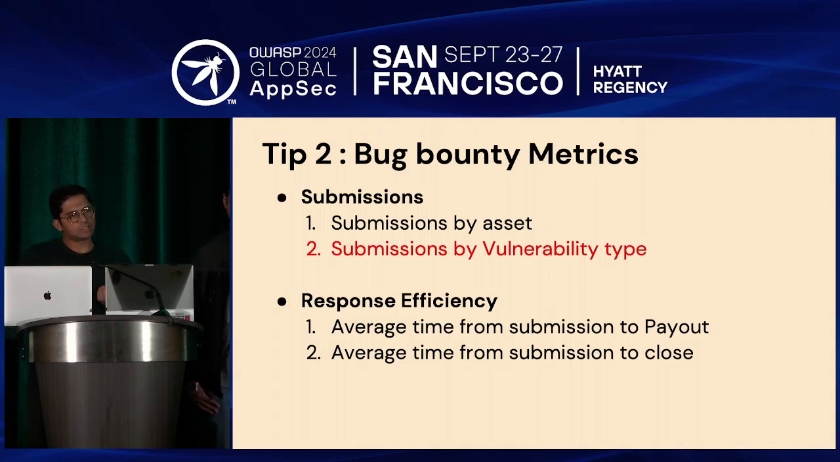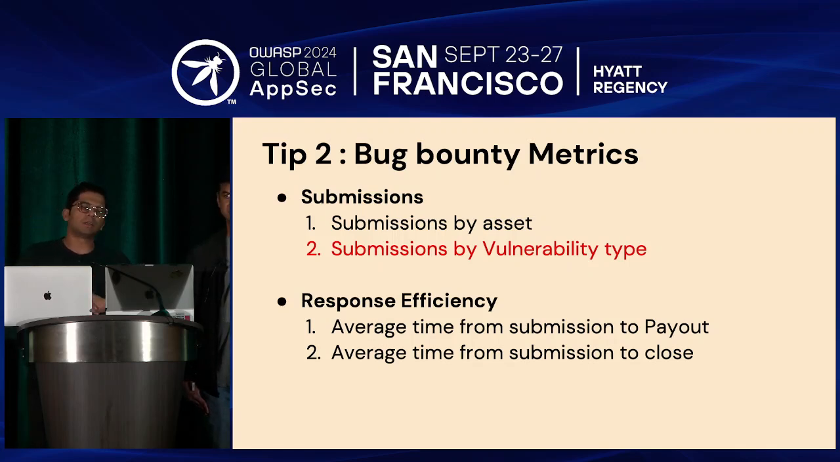The response efficiency is crucial because most of the time the researchers are looking at how much time they're investing to get $1. At the end of the day, that's what the bug bounty hunter cares about: if I submit an issue, how long does it take for me to get paid out? And keeping this low incentivizes them to come back to your program.